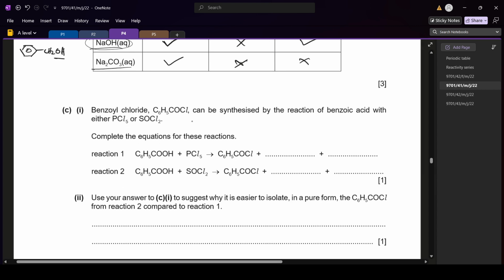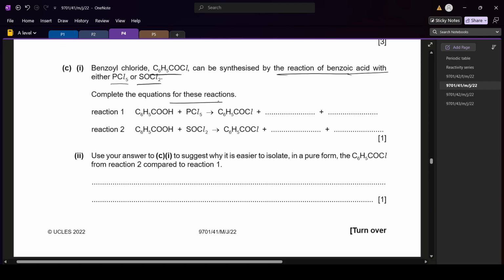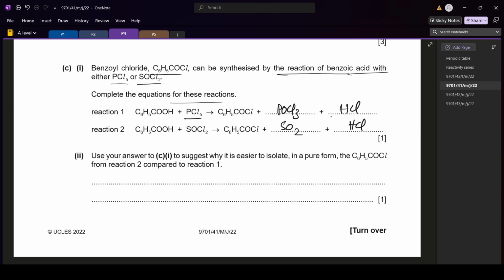Okay, part C, benzoyl chloride can be synthesized by reaction of benzoic acid with PCl5 or SOCl2. Complete the equations for these reactions. So PCl5, and then it will form POCl3. These equations you have to remember them. These reactions are very important, so you must memorize them, and you will balance them. These are already balanced.